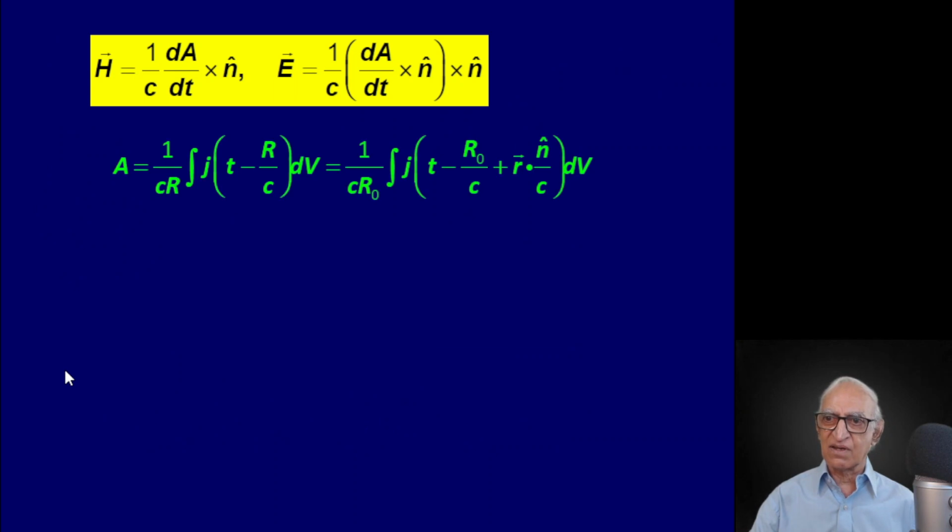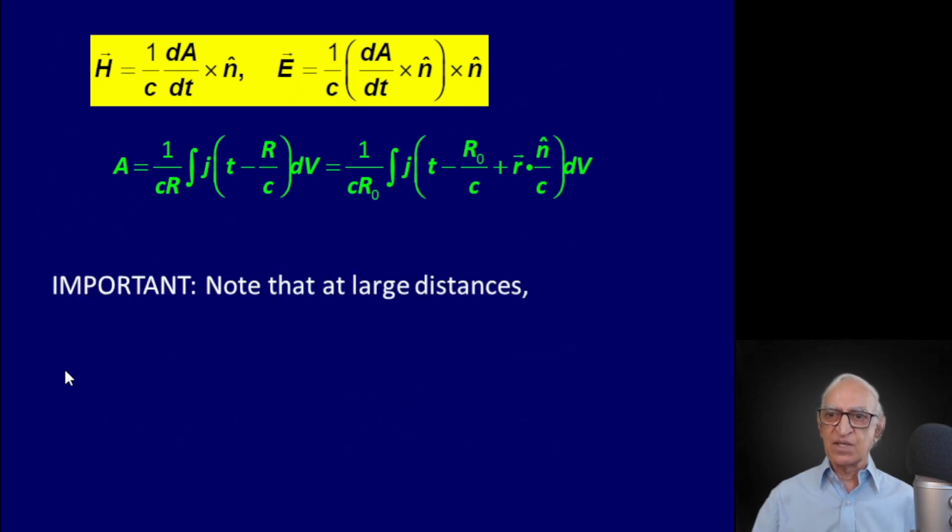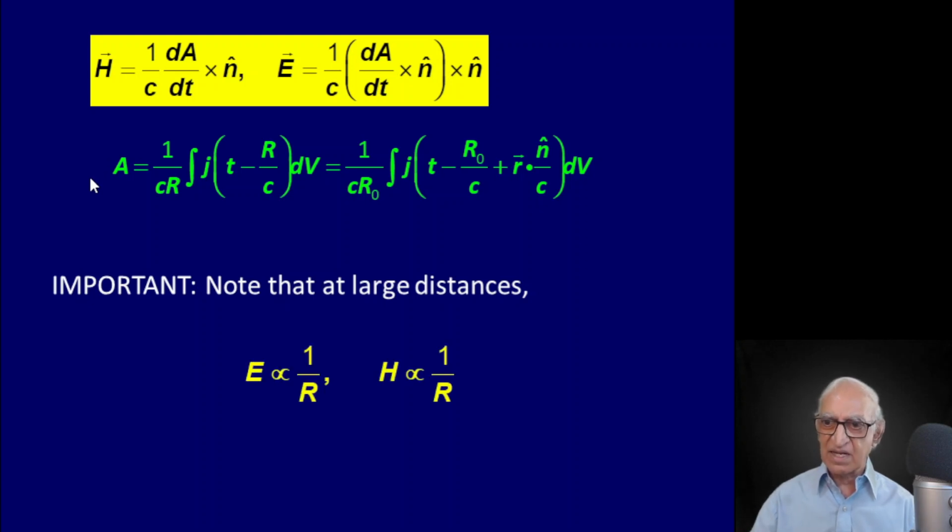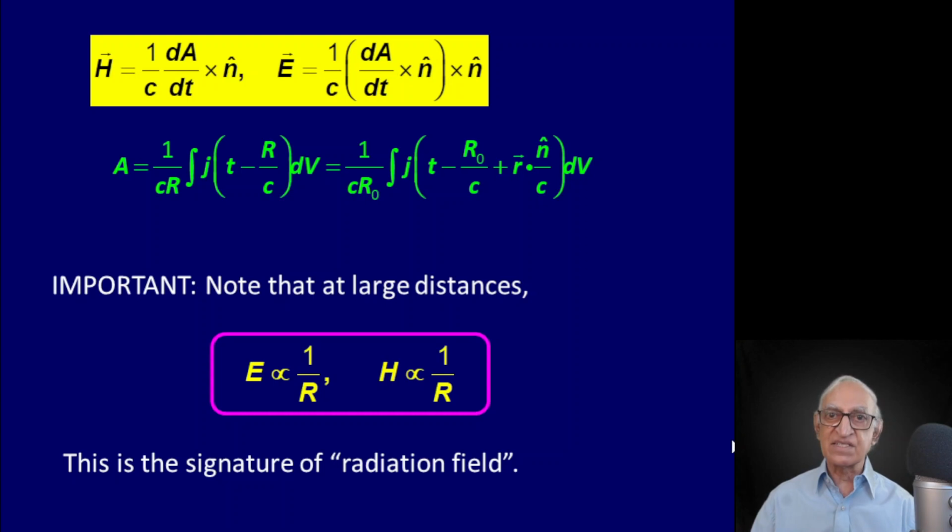So let us now understand this properly. The important thing to understand is that at very large distances, when the wave can be regarded as a plane wave, this expression and this expression can be taken for the magnetic field and the electric field respectively. Then the electric field as well as the magnetic field, which are derivatives of the vector potential, are inversely proportional to the distance r. This is the signature of the radiation field, the transverse radiation field.